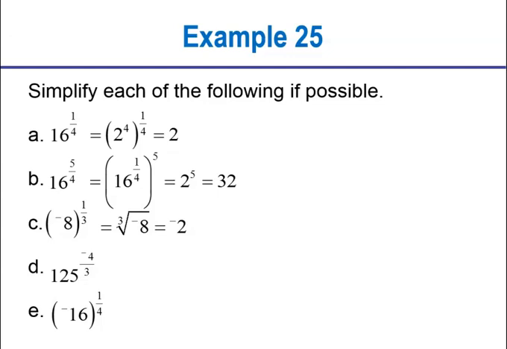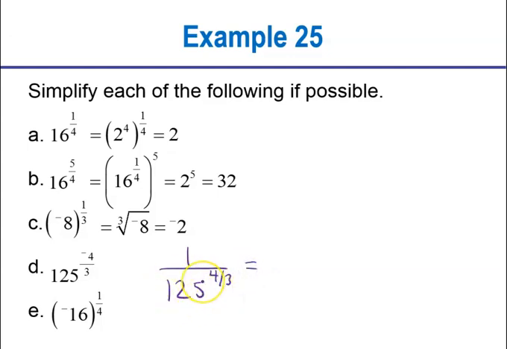So we've got 125 raised to the -4/3 power. Now notice this is the first problem we've had in this section that had a negative exponent. Remember, the definition of negative exponents really means that belongs on the other side of the fraction bar. So this is the same as saying 1 over 125 to the +4/3 power.